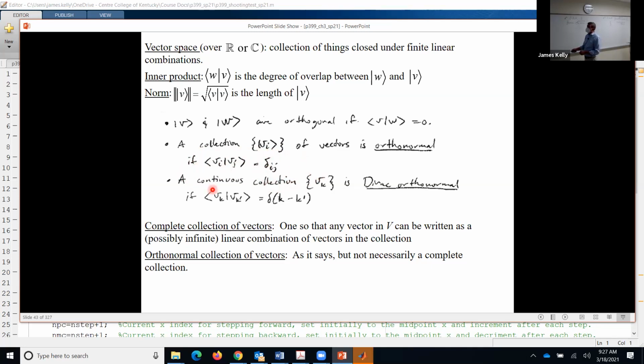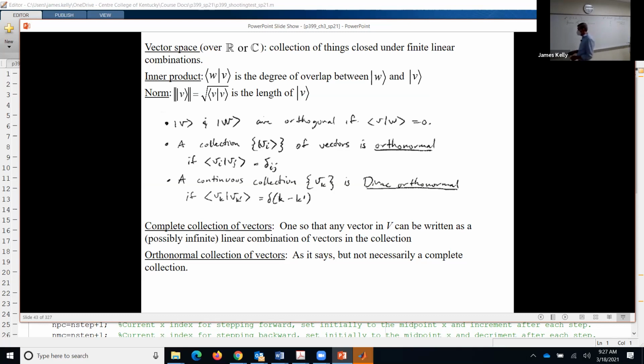Similarly, if we have a continuous collection, sometimes these aren't vectors in our vector space, but here I'm not so concerned about them being vectors in this vector space. Maybe I've got some vectors vk, where k is a continuous index, as we saw for the free particle. We'll also say they're Dirac orthonormal if you take the inner product between vk and vk prime, and you get delta of k minus k prime. We'll see that appear later on too. Okay, so that's what it means to be an orthonormal collection of vectors.